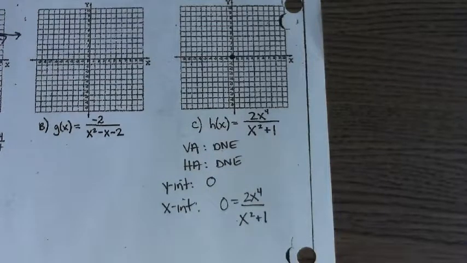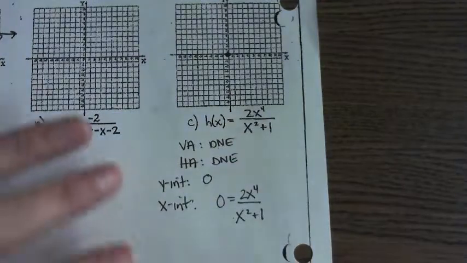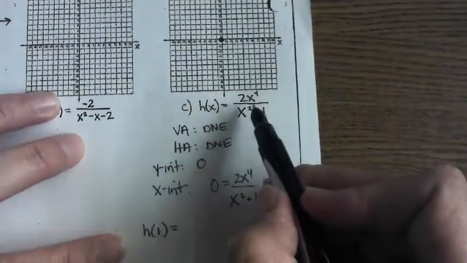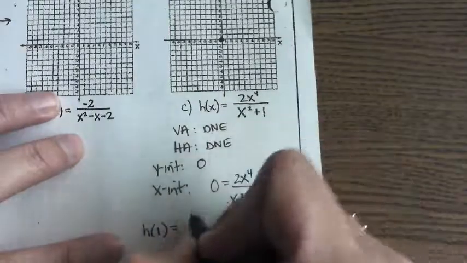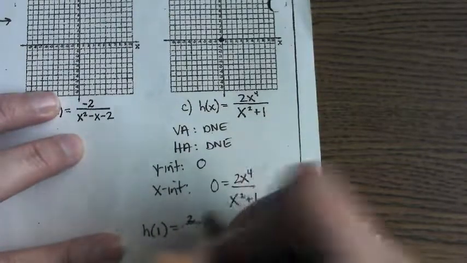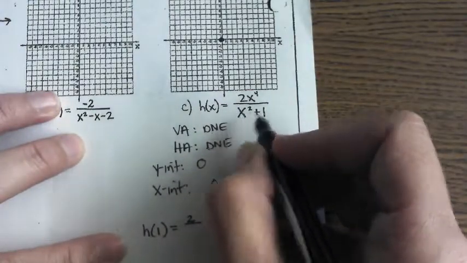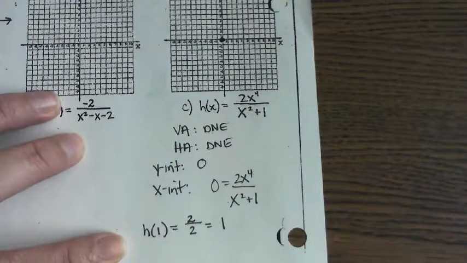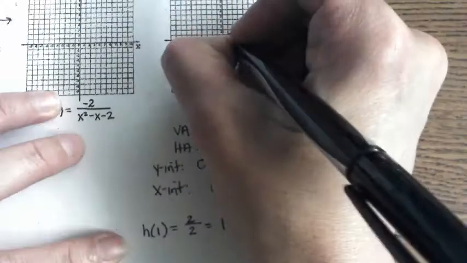Unfortunately, you have no choice but to do a table of values. Okay? So, for just a couple, just to get general behavior, if I did h of 1, 2 times 1 to the 4th is 2. 1 squared plus 1 is 2. 2 over 2 is 1. Did I do that right? So we got the point (1, 1).